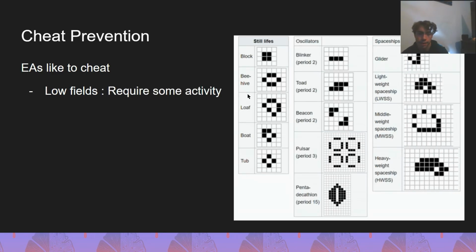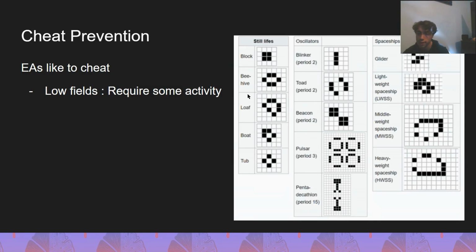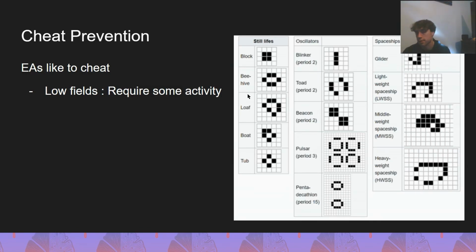So to combat that, we're going to require there to be some activity in the system. So even for still life, there must be some activity in the creature and then it can freeze into this still life behavior.